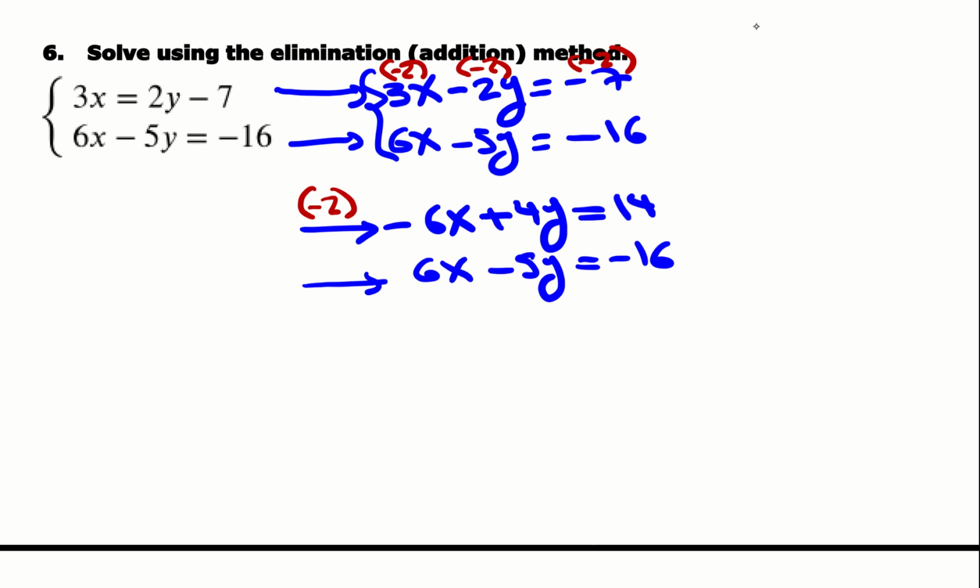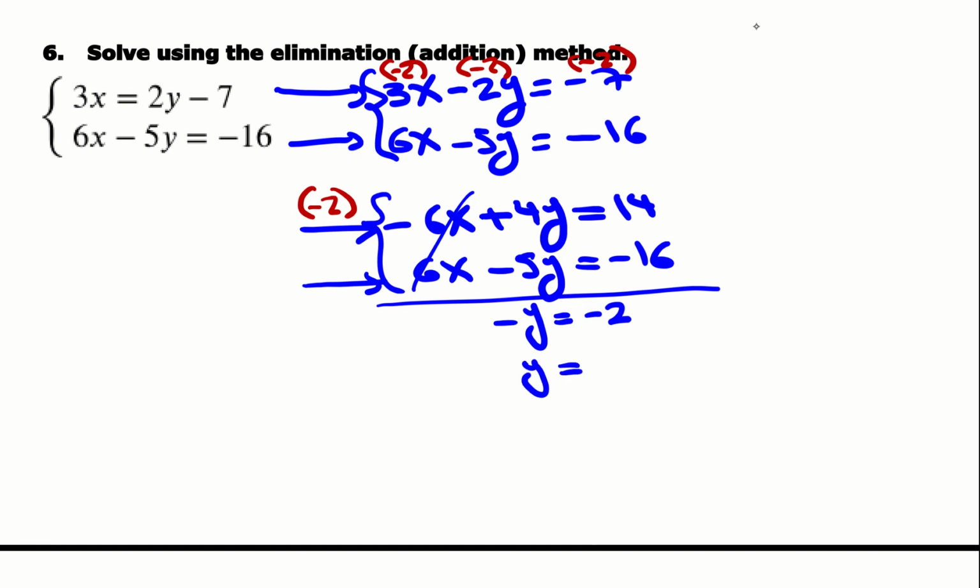All right, so notice that if we combine those, these two will cancel out because it becomes 0x, so we just get negative y equals negative 2. Divide both sides or multiply both sides by negative 1, same thing. Multiplying or dividing by negative 1 gives the same result. Now we take that and plug y equals 2 into either equation.